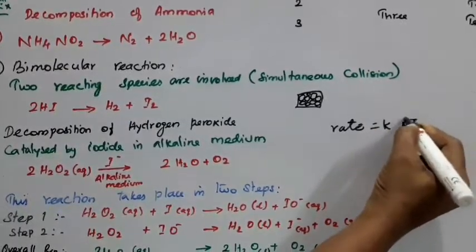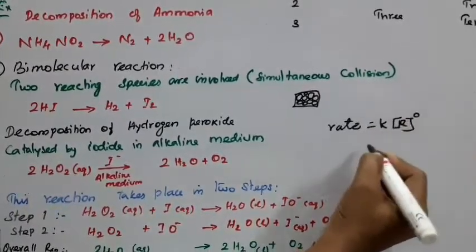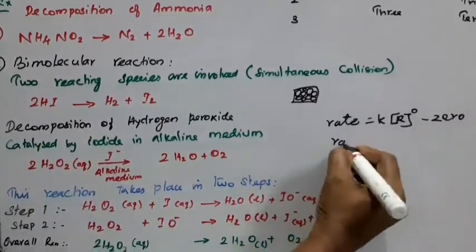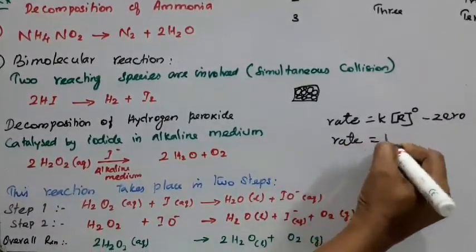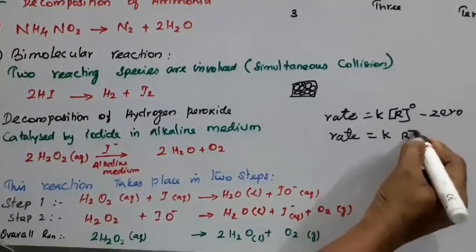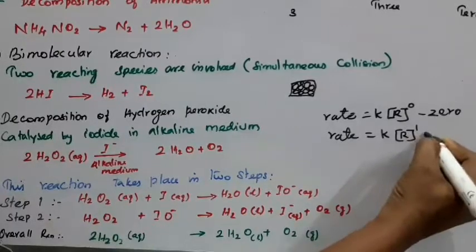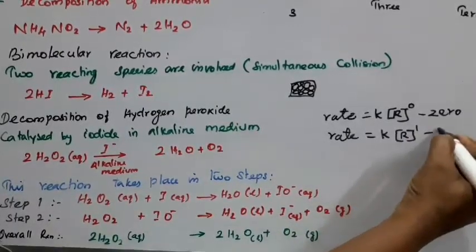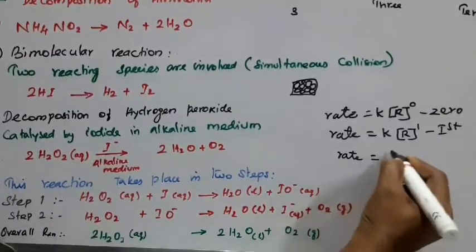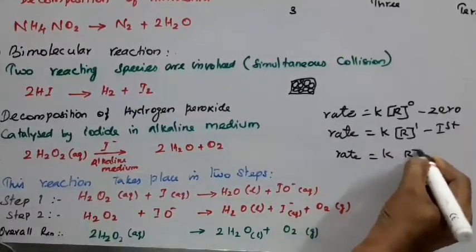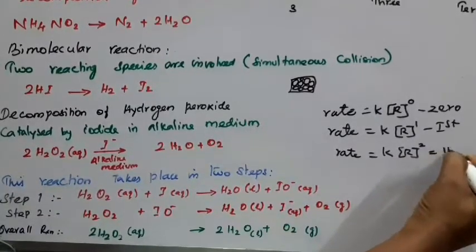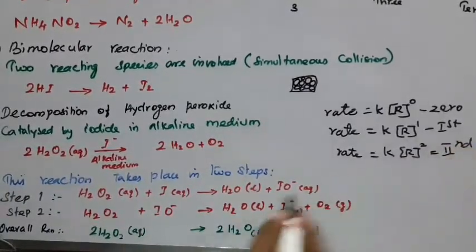So the reactant concentration raised to the power zero means it is a zero order. At the same time, rate equal to K, the rate constant, times the reactant concentration raised to the power 1 means it is a first order. Rate equal to the rate constant times the reactant concentration raised to the power 2 is second order. So this is for order.